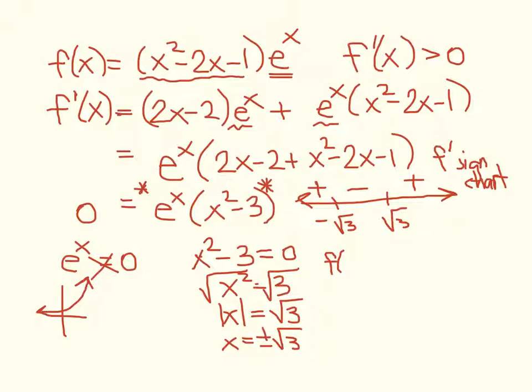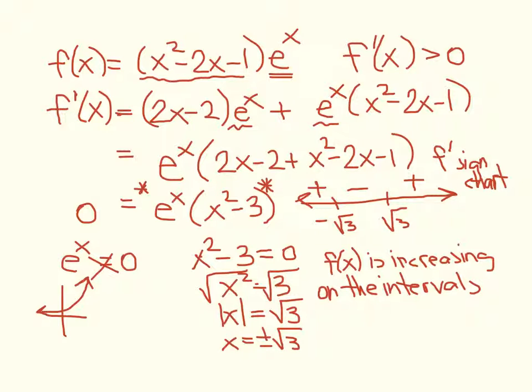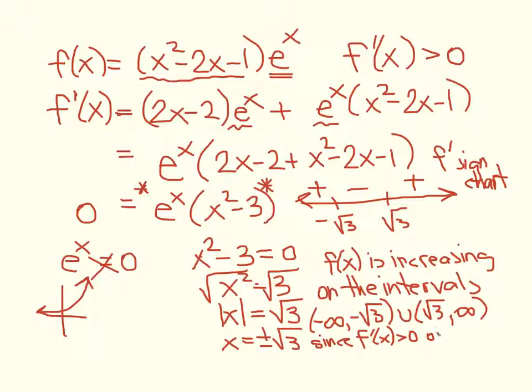Now some of you, again, are forgetting to write out your explanation. So f of x is increasing on the intervals from negative infinity to negative radical 3, union radical 3 to infinity. And why is it increasing there? Since f prime of x is greater than 0 on these intervals.